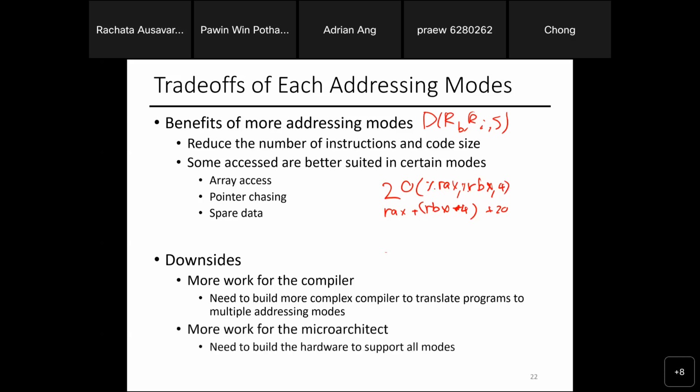Also, more work for a microarchitect. Because it basically means I need to build the hardware to support that operation. The operation is two additions and one multiply, right? Handling this address multiply, because it's multiplied by 1, 2, 4, and 8, I can replace that with a shift. So it's a shift left by n bits plus two more numbers.